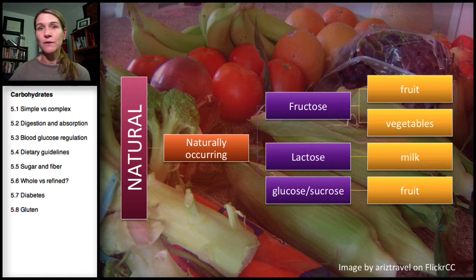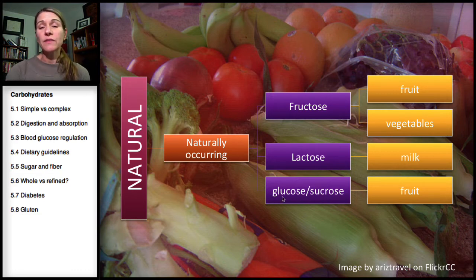Also, micronutrients and phytonutrients. Another naturally occurring source is lactose. So lactose comes in milk. It's also in breast milk, and we'll talk about this later. It's very easily digested by infants. Lactose is a naturally occurring source of sugar. It's not very sweet, so you don't see that pulled out of milk and then put into products.